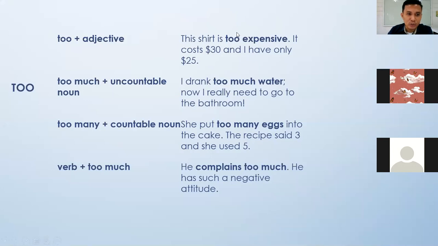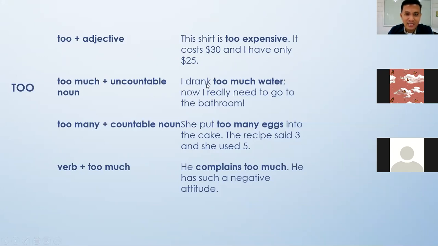Okay, so this is "too" plus adjective, and then you also can use "too" with "much". After "much", is it uncountable or countable? How do you use much? Much for uncountable or countable? Uncountable, sir. That's right. What does it mean uncountable? Tidak dapat dihitung, sir. That's right, very good. Okay, too much and then plus uncountable. How do you say that? I drank too much water. Now I really need to go to the bathroom.